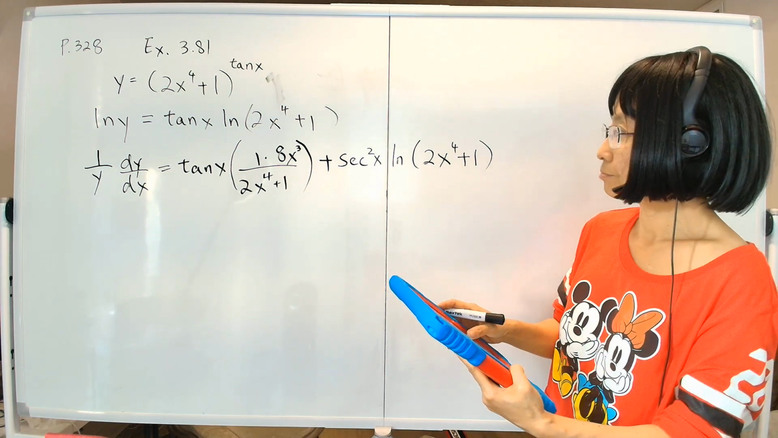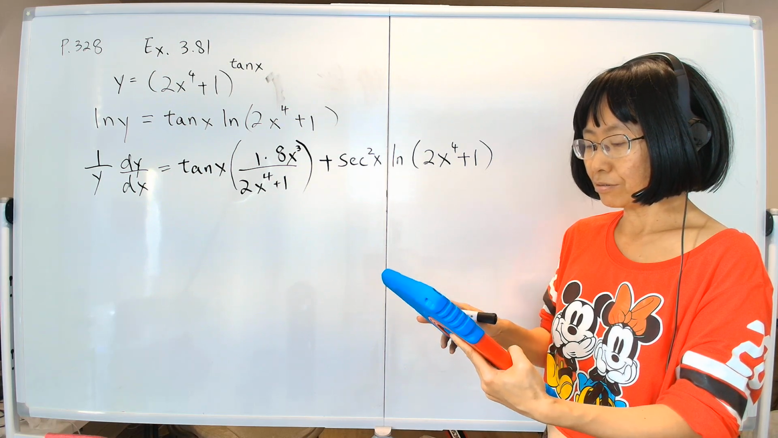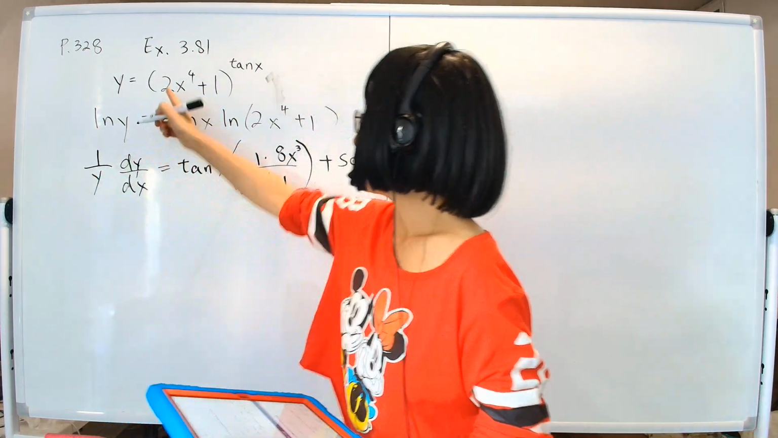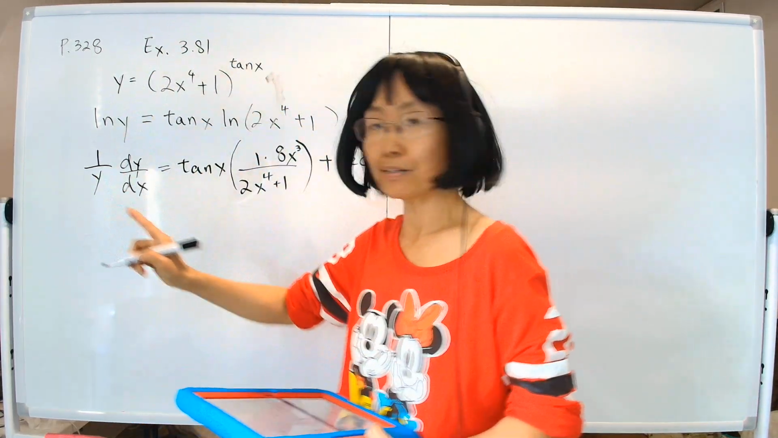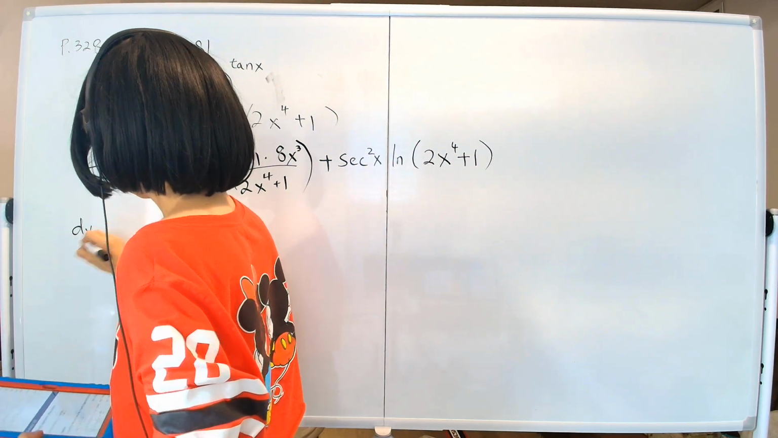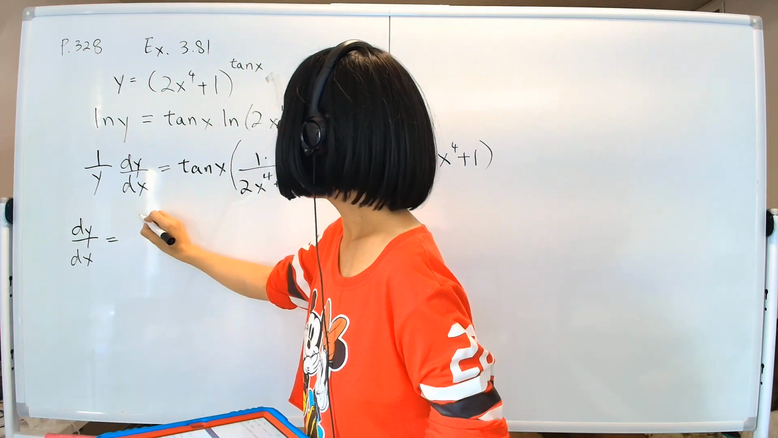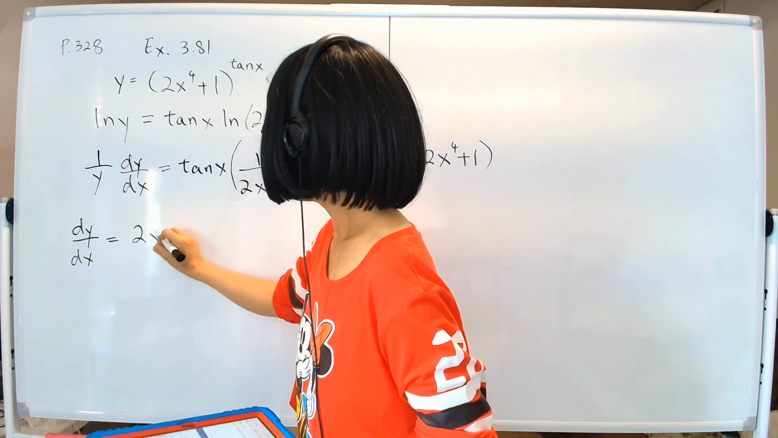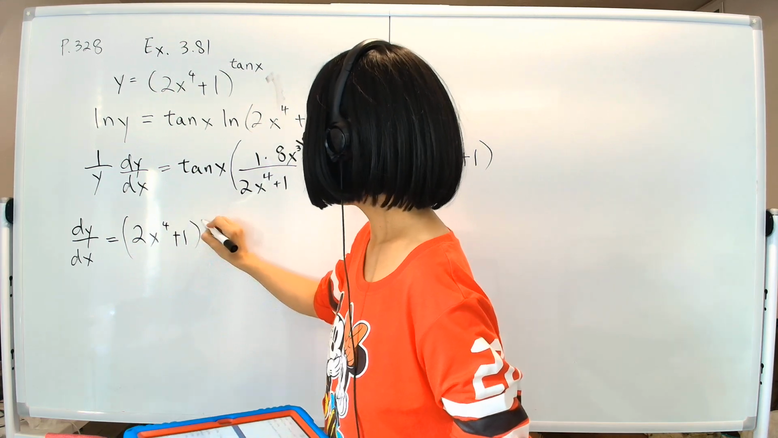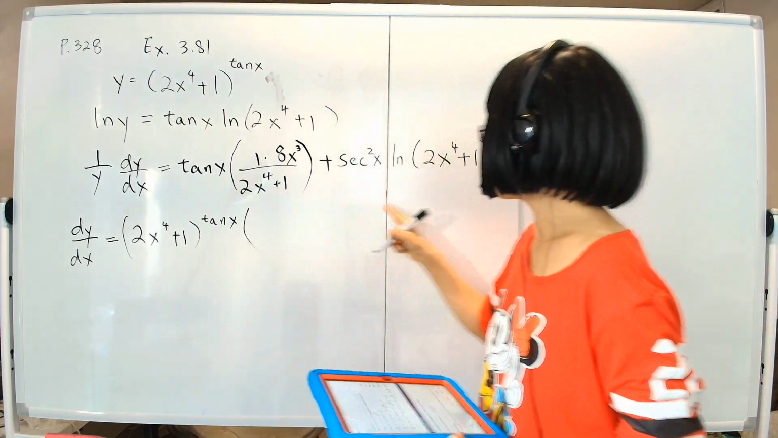All right. So far, so good. Now there's a y here, and y equals this whole thing. We got to put that in too. So then dy by dx equals, we'll put the y here. Okay, y is 2 parentheses 2x plus 1 raised to the power tangent x multiplied by all this stuff.